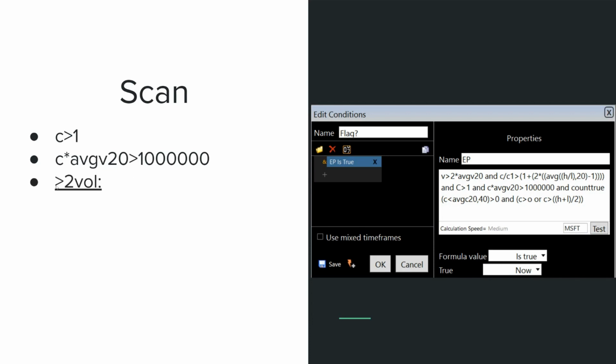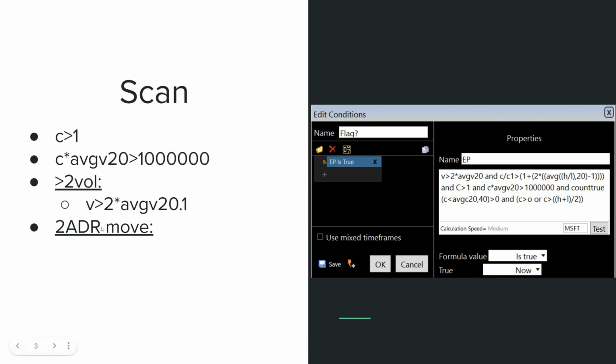Now, there's two basic ideas to what this scan is doing. The first is it's looking for stocks that have greater than twice the average volume. So the scan for that is V greater than 2x the average volume of the last 20 days offset by 1. And we offset it by 1 so that today's volume does not interfere with this average.